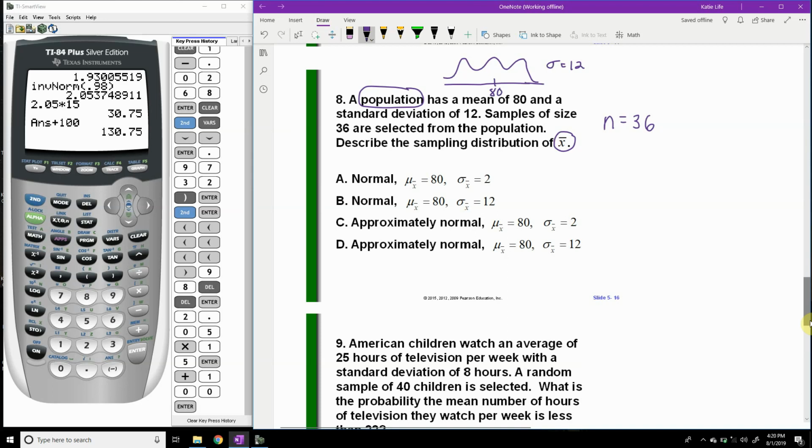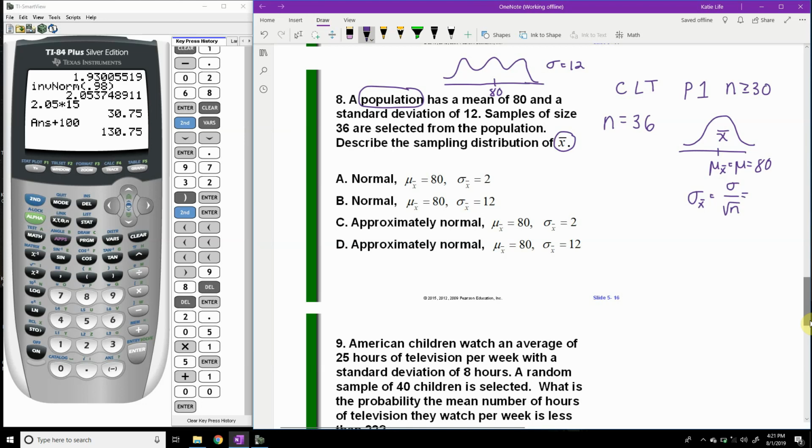But I have at my disposal something called the central limit theorem, which comes in two parts. Part 1 tells me that even when I don't know what the population's distribution looks like, as long as I am taking samples that are greater than or equal to 30, I can assume that the sampling distribution of sample means is going to be approximately normal with a mean that is equal to the population mean and a standard deviation that is equal to the population standard deviation divided by the square root of n. So right away, I already know that this is going to be 80, the mean of the sampling distribution. I just need to figure out what the standard deviation of the sampling distribution is going to look like.